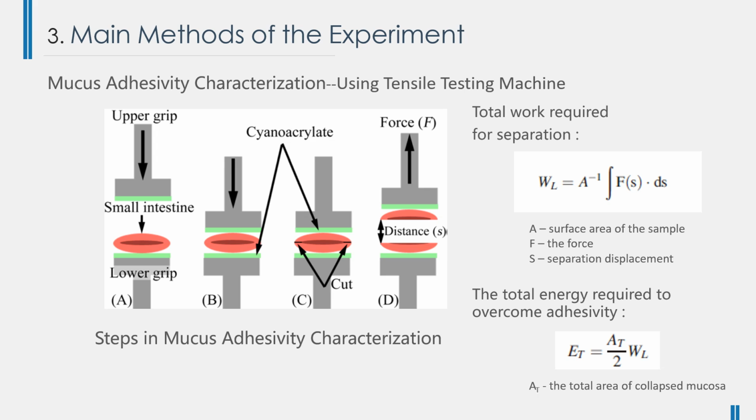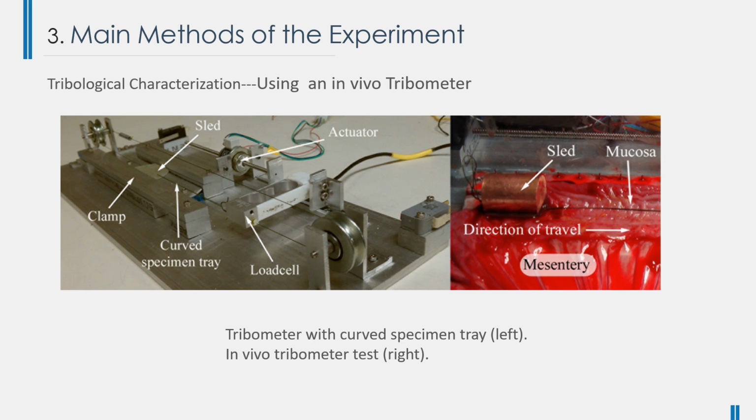By using an in vivo tribometer to study tribological characterization, a live section of the small porcine bowel is pulled through a small incision in the abdominal wall. With the mesentery intact, the bowel is cut open along the longitudinal axis, and placed on the tribometer specimen tray. The force required to pull the sled, divided by the weight of the sled, gives the coefficient of friction.